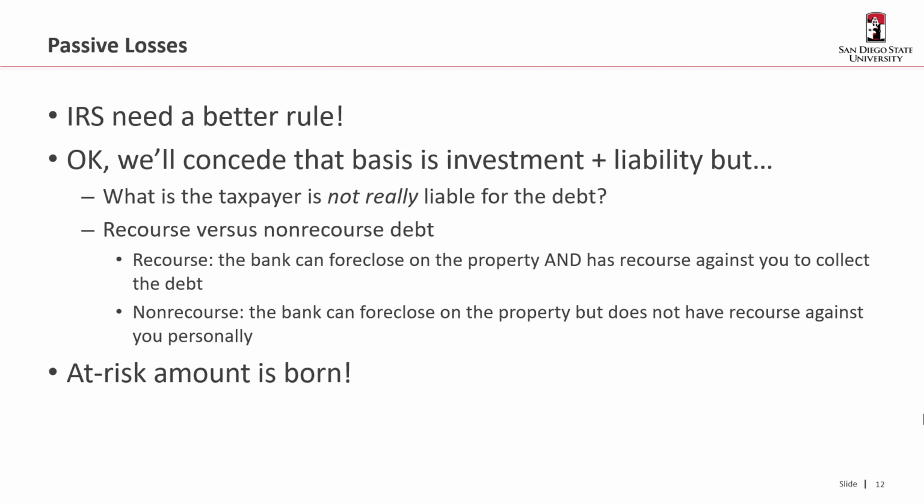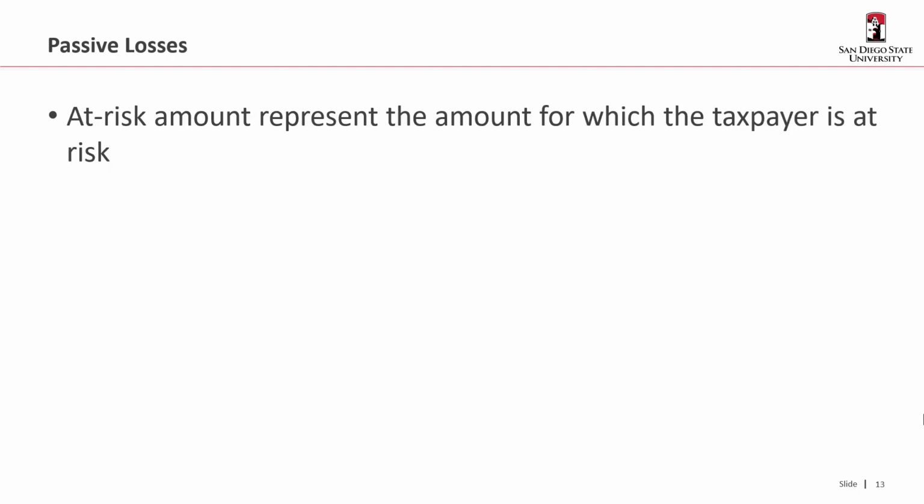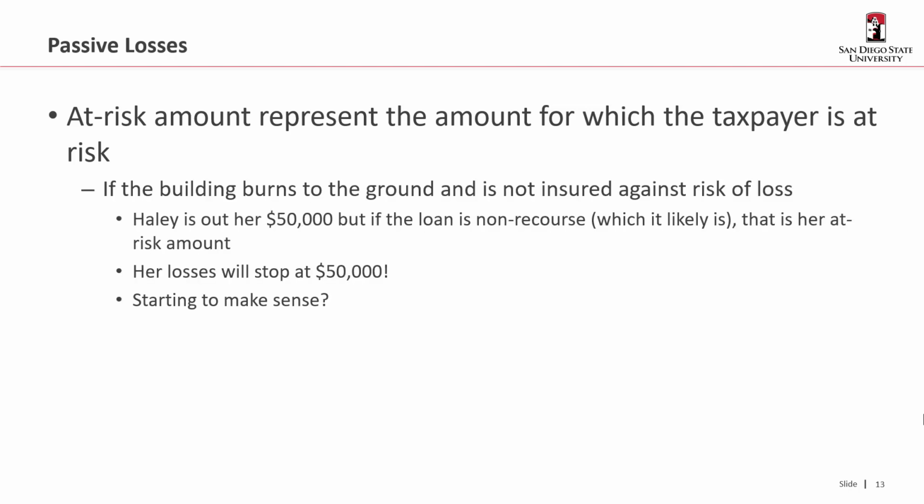Using this information, we're going to create something called the at-risk amount. So the at-risk amount represents the amount of basis for which the taxpayer is truly at risk. So for example, if that building burns to the ground and is not insured against the risk of loss, well, clearly Haley is out her $50,000 that she's invested. But if the loan is non-recourse, which it probably is, that's her at-risk amount. Her losses stop at $50,000. That's why banks, mortgage companies insist you carry insurance on the properties that they're mortgaging, because if it burns to the ground, they want to be able to claim the insurance.